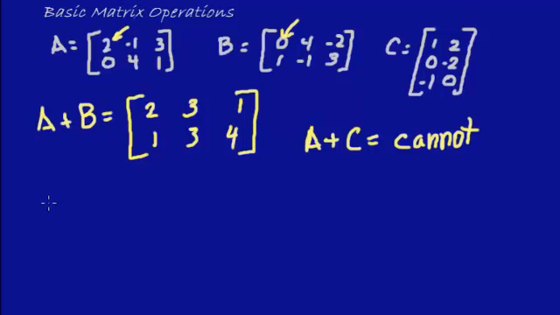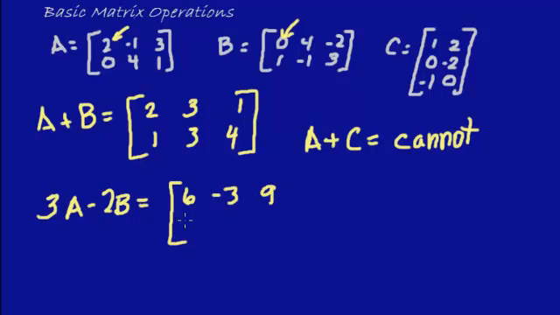So let's say I want to do 3 times A minus 2 times B. Well, the first thing I need to do, this is called a scalar being multiplied by A. That means everything in A multiplied by a 3 and everything in B multiplied by a 2. And then I'm going to subtract those. So I'm going to list those out. I'll multiply everything in A by a 3. So I'll have 6, negative 3, 9, 0, 12, and 3. I took each of those elements and multiplied it by a 3.